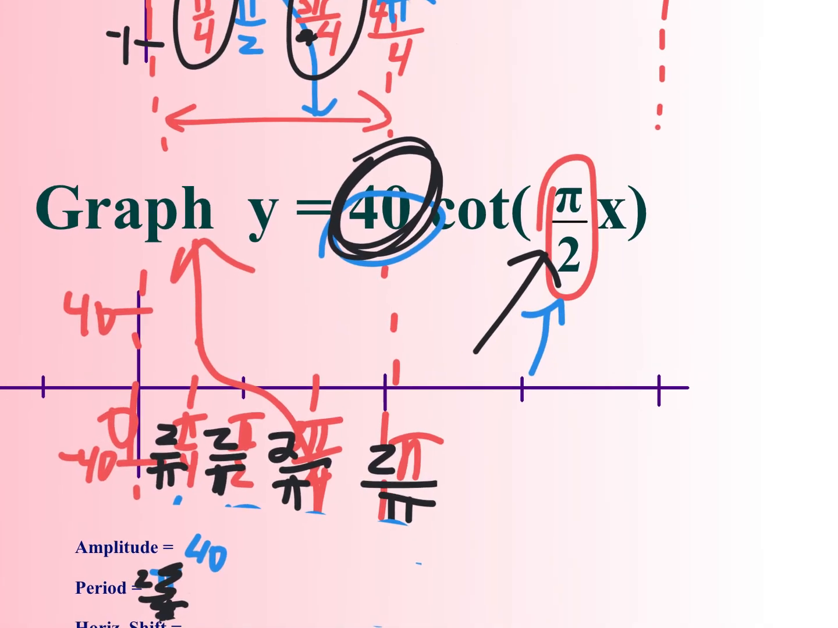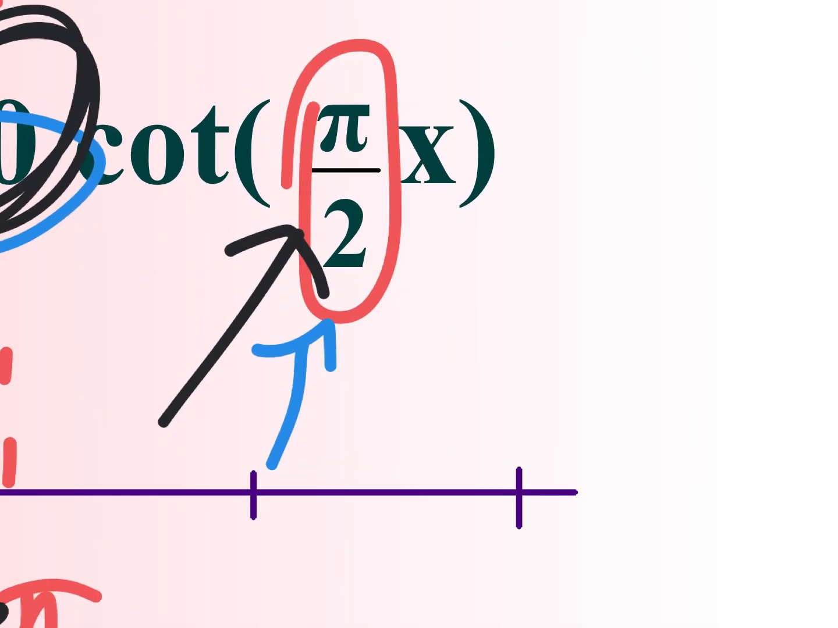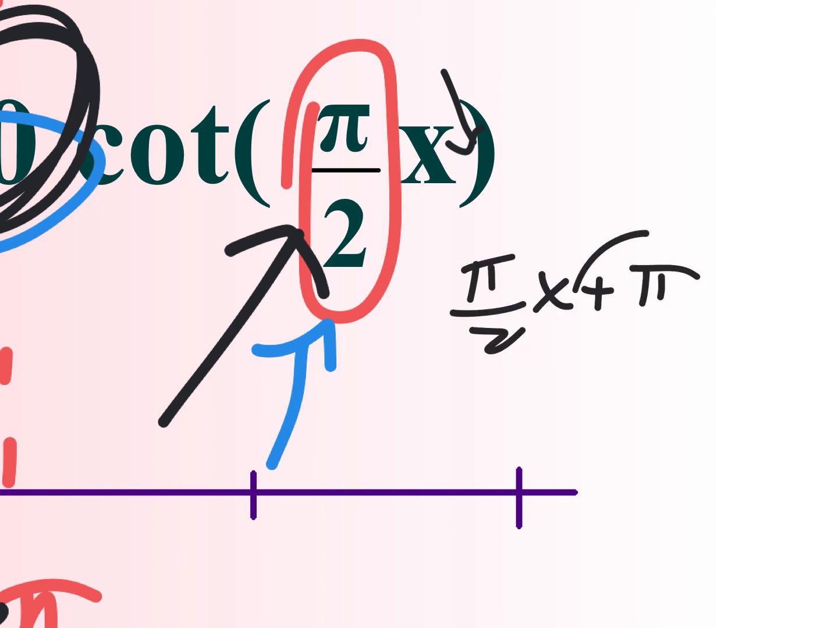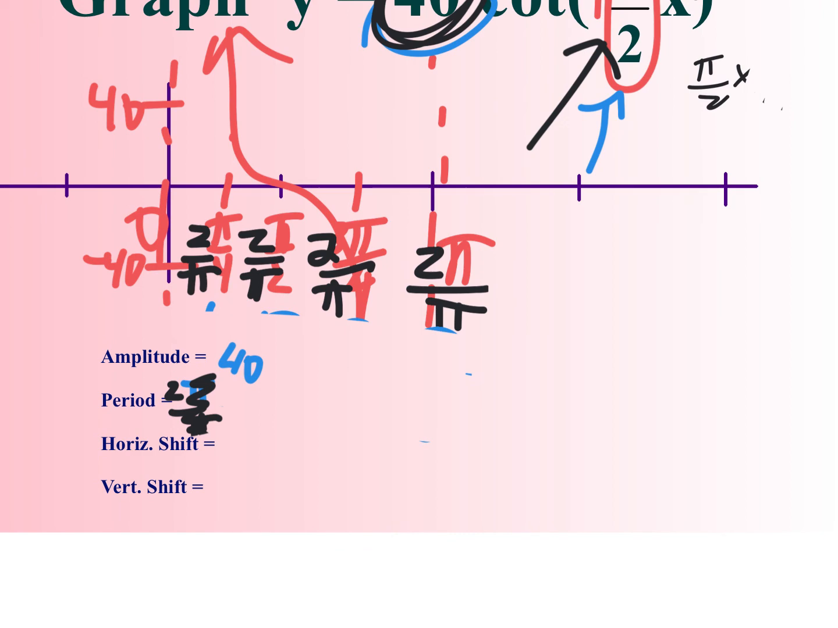That's the phase shift. Thankfully, there wasn't anything in here. If there would have been, it would have been right there. Like let's say it had been pi over 2x plus pi or something. That would have been the phase shift after we factored it. But we didn't have to do any factoring here because there wasn't any number there. There wasn't any phase shift. So I'd just say none or NA.